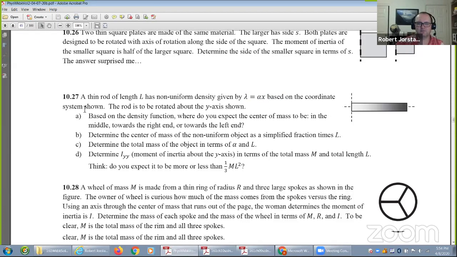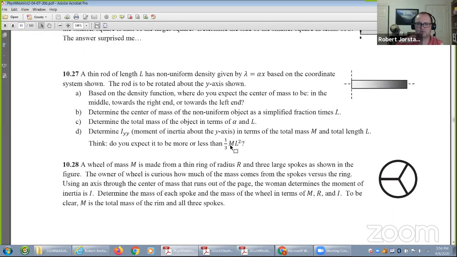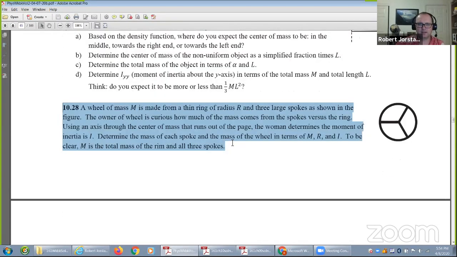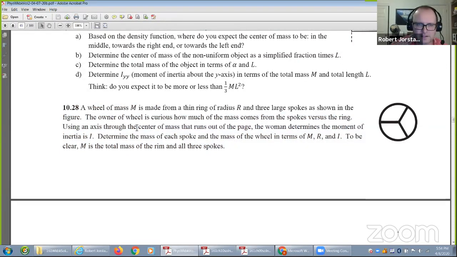This was a clever variation on the wheel, 10.28. Look carefully. Let's see how this one differs. And you could see how I might mix these same exact problems up. If I put a very similar problem on the test, I might reword it this way. Okay, so the wheel has mass M, has 3 large spokes. Aha.